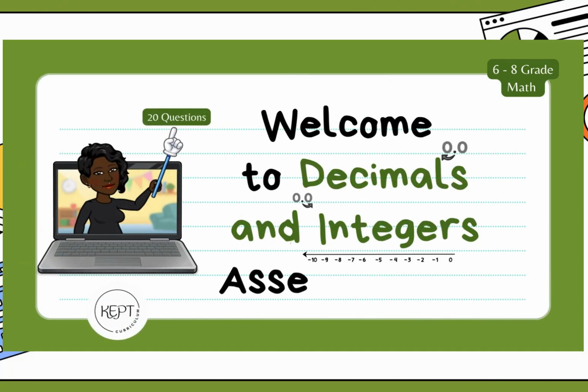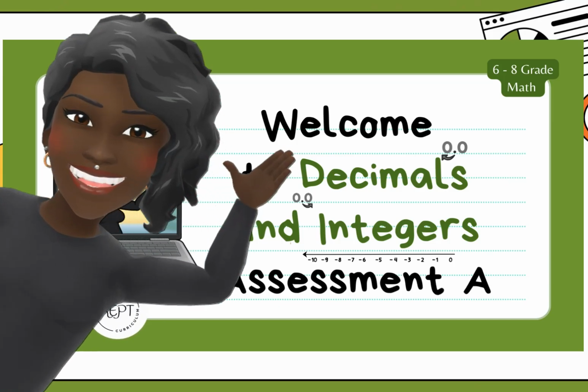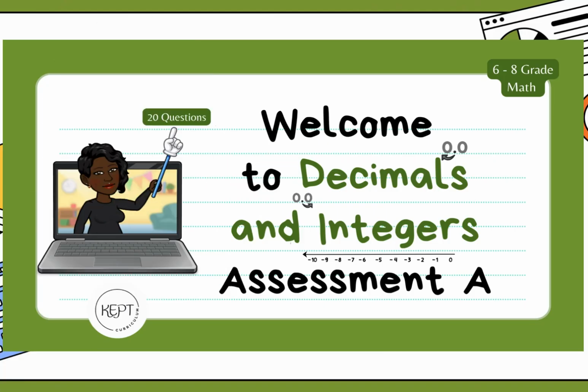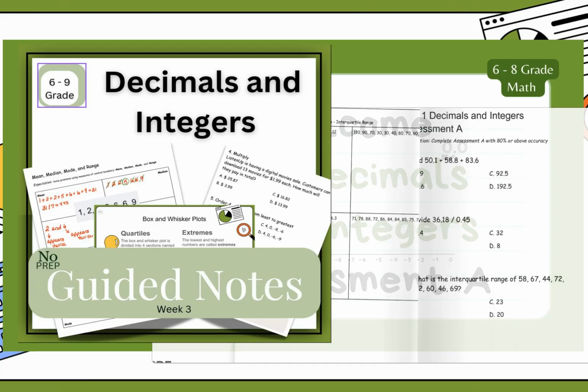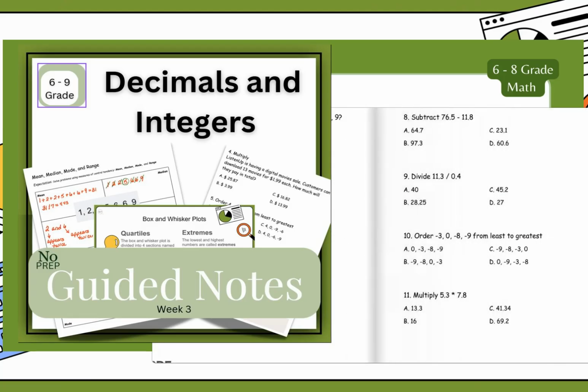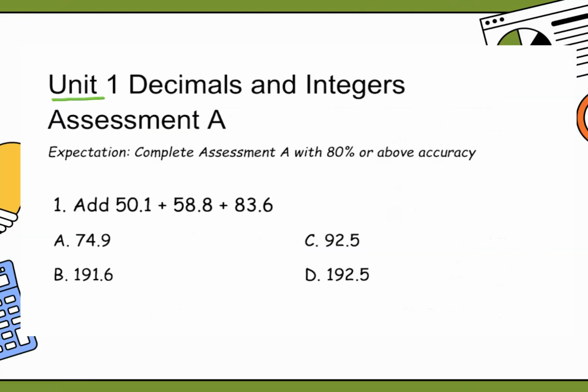The assessment is finally finished. I am Ms. V. Richardson, and I will be your instructor for the course. Let's review Unit 1, Decimals and Integers, Assessment A together. Grab your assessment from your guided notes, and let's begin. Unit 1, Decimals and Integers, Assessment A. The expectation is to complete this assessment with an 80% or above accuracy.